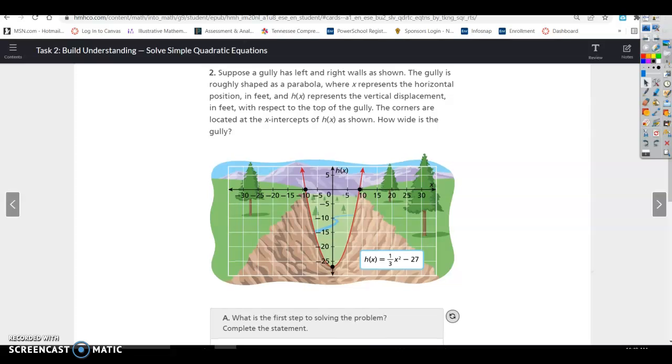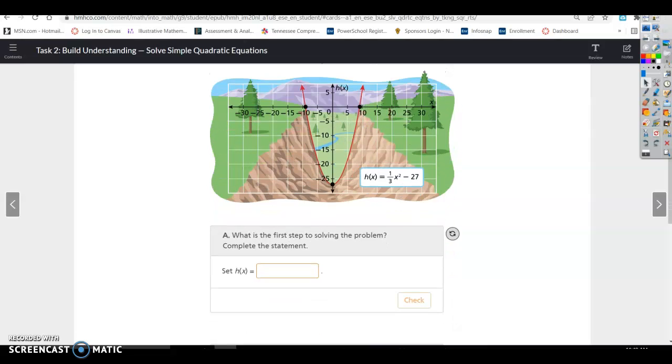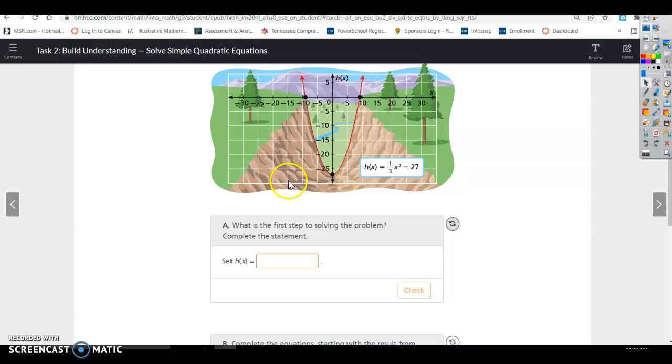All right, so you can see the image right here, and here is the parabola shape in the middle of the goalie, and h of x is your y-axis. It's just in function notation, and then your horizontal is your x-axis as usual. So the width is going to be the horizontal distance between the two x-intercepts, which is the distance across the goalie. All right, so it says, what is the first step to solving the problem?